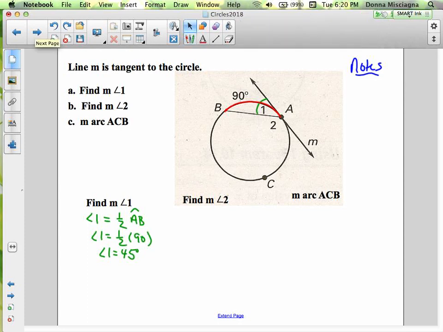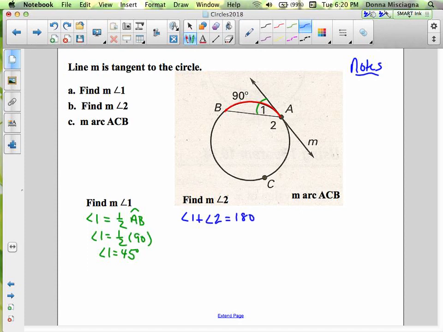Let's find the measure of angle 2 now. We can use the fact that angle 1 plus angle 2 add up to 180 degrees to find the measure of angle 2. Since angle 1 is 45 degrees, I'm looking at the arc measure there, then angle 2 is going to be 135 degrees.